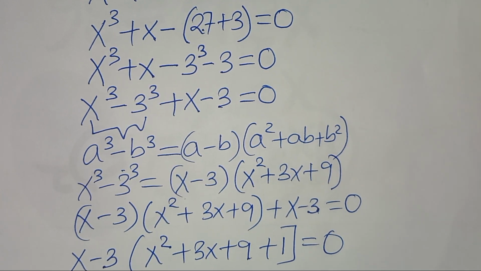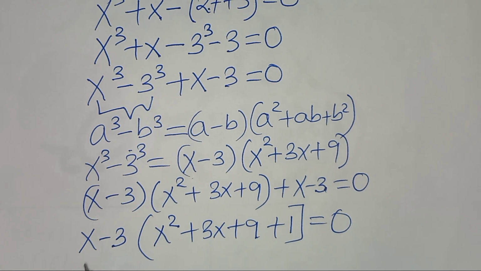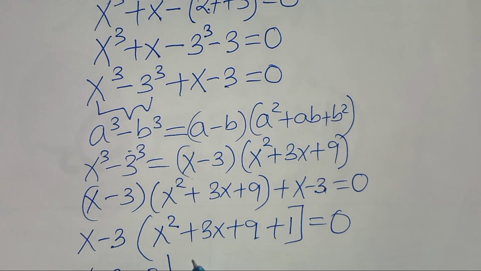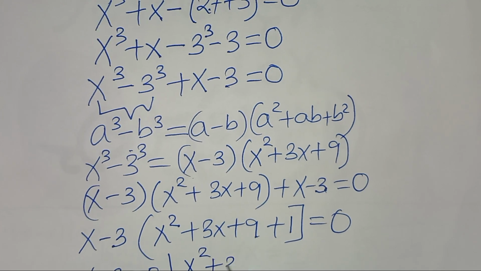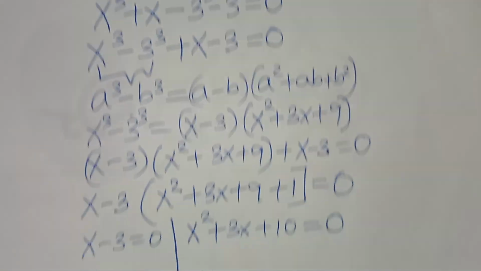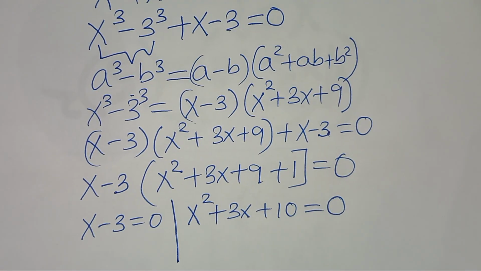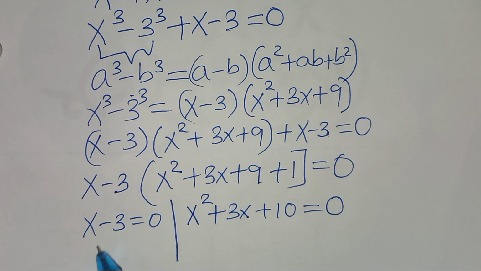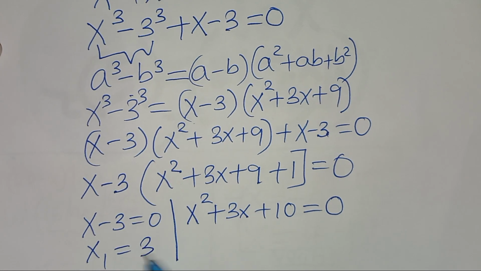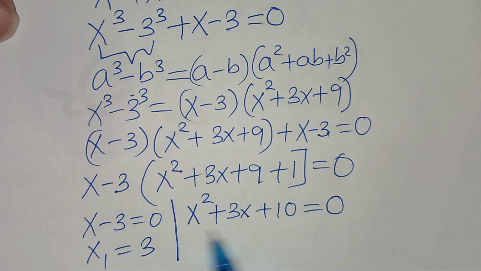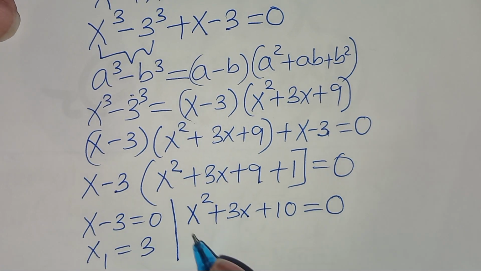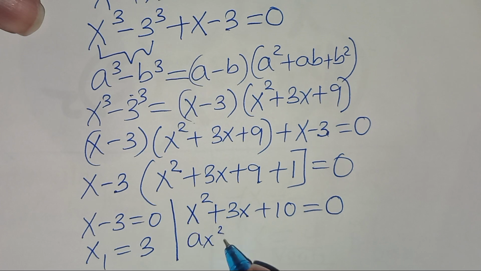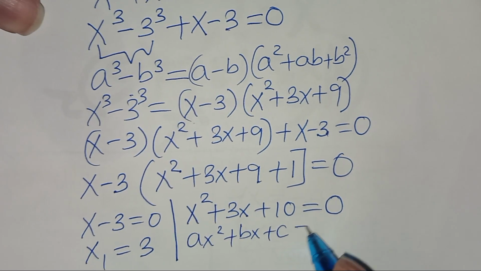Now, the next phase is that we have two parts here. The first part is x minus 3, equal to 0. And the second part is a quadratic equation, which is x squared plus 3x plus 10, equal to 0. Now, from the first part, x1 is equal to 3. The next part is a quadratic equation, which is basically in the form of ax squared plus bx plus c, equal to 0.